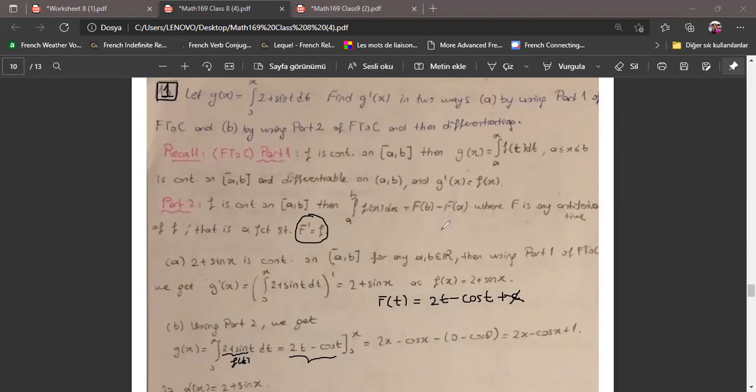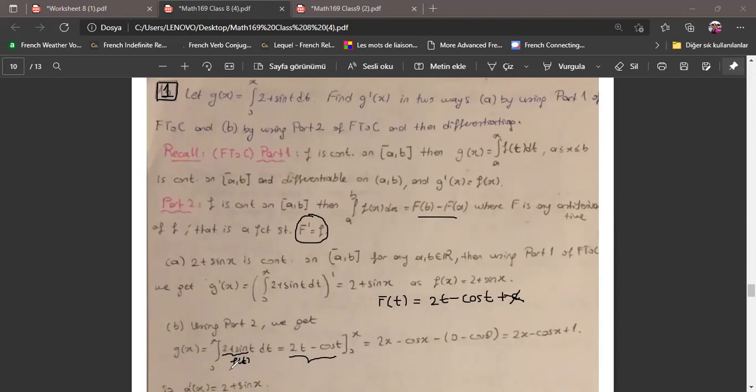So this is the antiderivative of this lowercase f. Thus, we apply the theorem as you see here. We plug in x, then 0 instead of t there. When t equals x, we get this. When t equals 0, we get this. Cosine 0 is equal to 1. So we have this result.